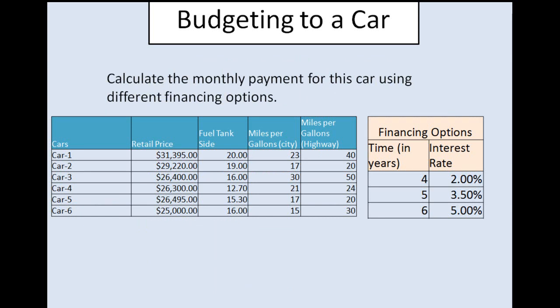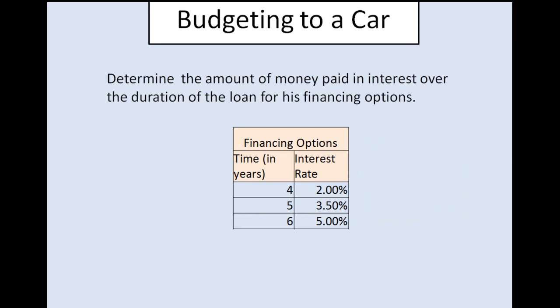So, the first job is to calculate the monthly payment for this car using different financial options. You can put an equation in the Excel spreadsheet. After, determine the amount of money paid in interest over the duration of the loan for each financial option.